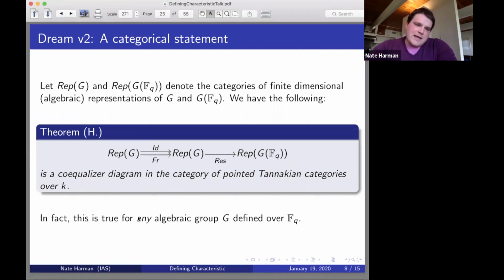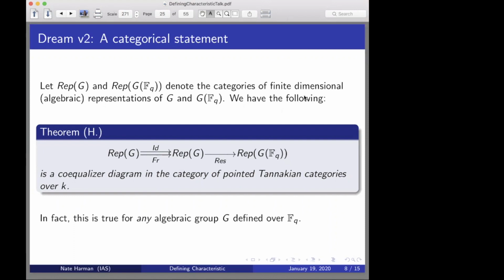But yeah, so this is true for any, I should say, affine algebraic group. All right, so before I go into proving this, I have to sort of unpack what I actually mean by this category of pointed Tanakian categories.